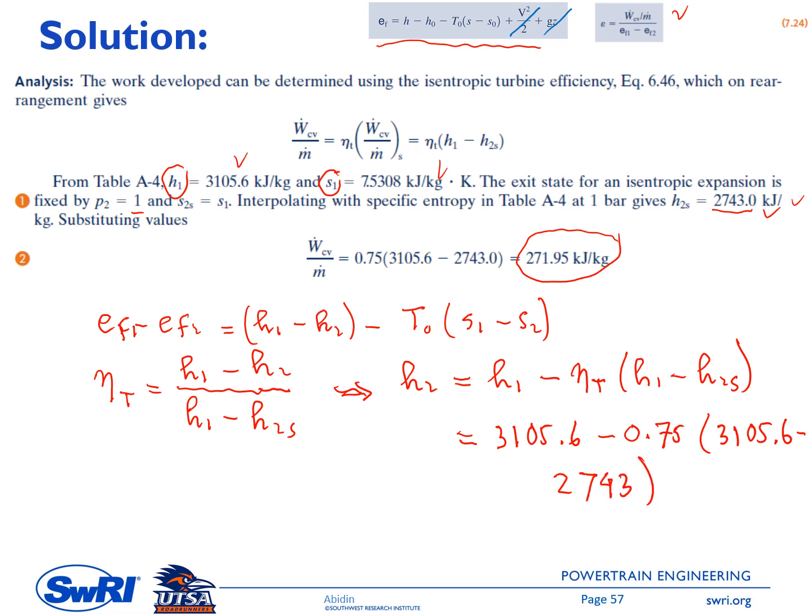Okay, so use your calculator to calculate H2. Let me use my calculator to calculate this one. You will get 2833.7 kilojoule per kilogram. Okay, we got H2. Now we need to get S2. To get this S2, I think we need to use table A4.